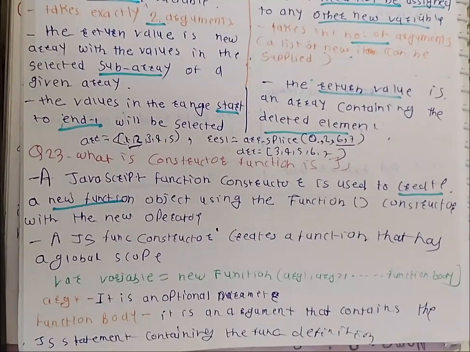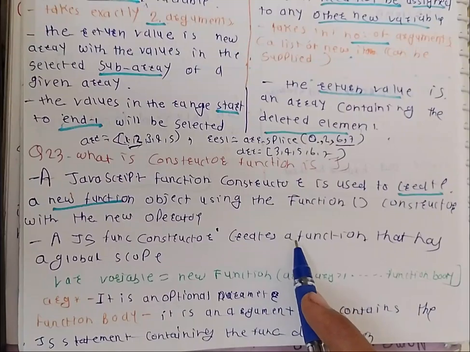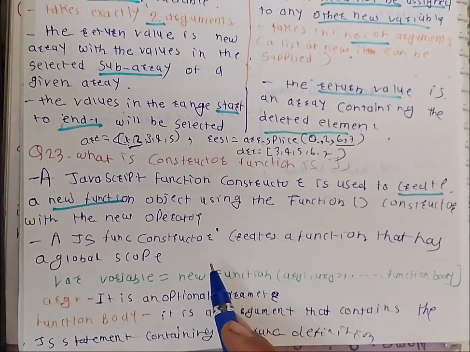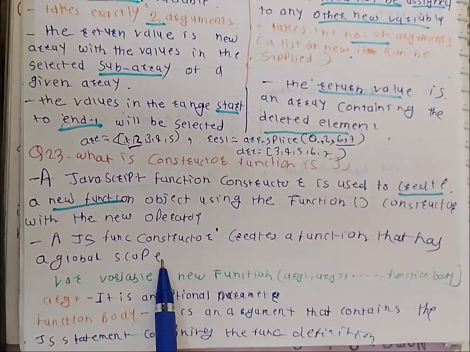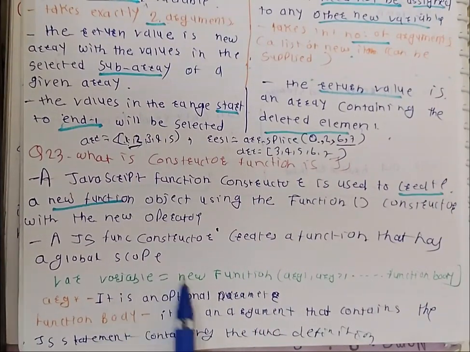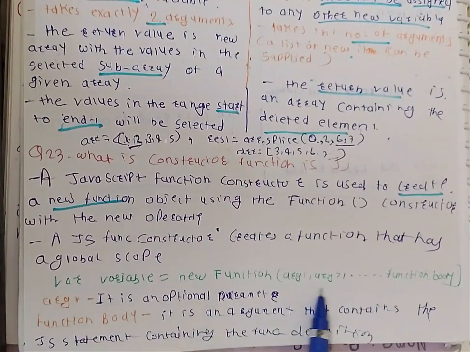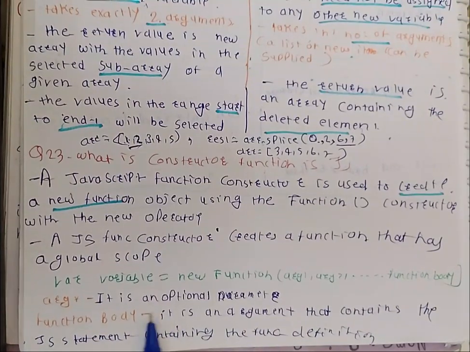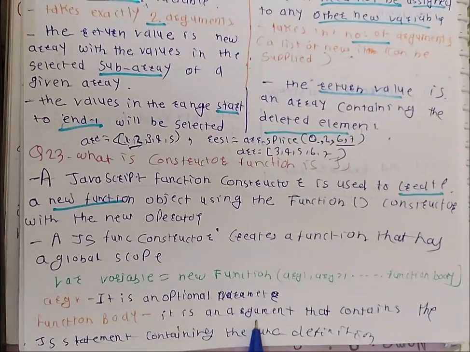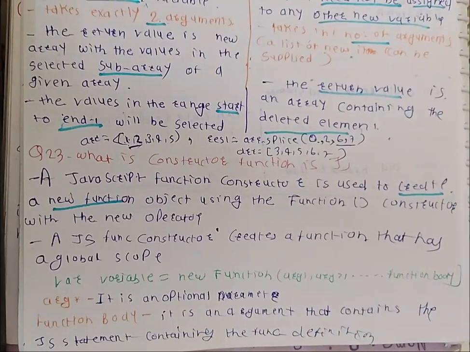Next, the constructor function in JavaScript. A JavaScript constructor function is used to create a new function using the Function constructor with the new operator. A JavaScript constructor creates a function that has global scope. This is the syntax: var variable is equal to new Function. Here arg is an optional parameter.